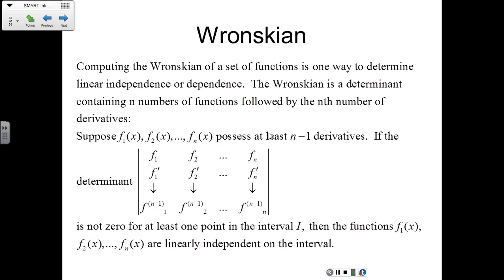Suppose you have these functions and at least n minus 1 derivatives. If the determinant is not equal to 0, if when you do the determinant you don't get 0, then the functions are linearly independent. If you get 0, that means they are dependent. Not equal to 0 is independent. Okay?